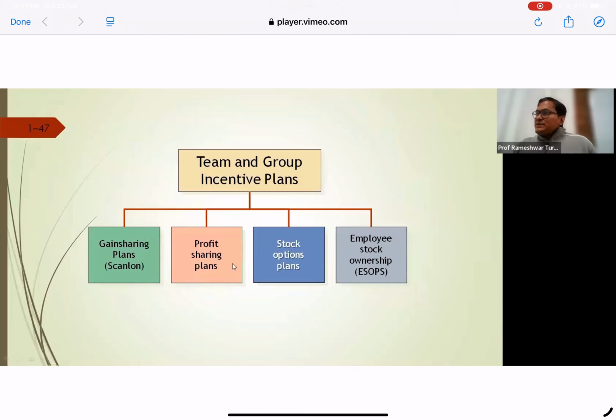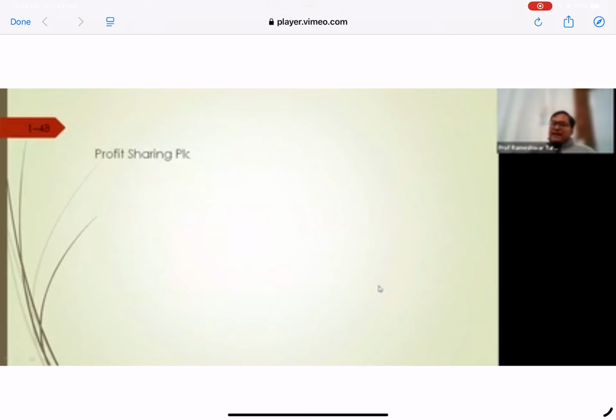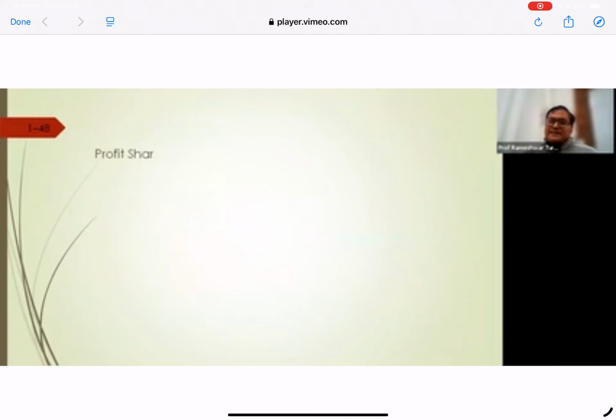So individual incentives are based on the individual's target. There are some group incentive plans that I will discuss. These are some common ones: gain sharing plans, profit sharing plans, stock option plans, and employee stock ownership plans. Profit sharing plans are plans in which all or almost all or most employees receive a share of the firm's annual profits.